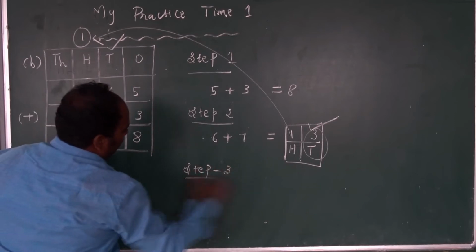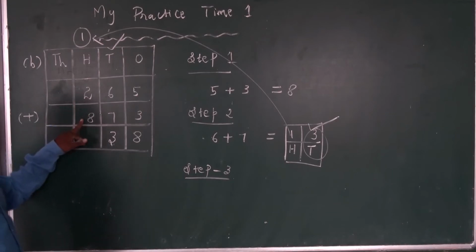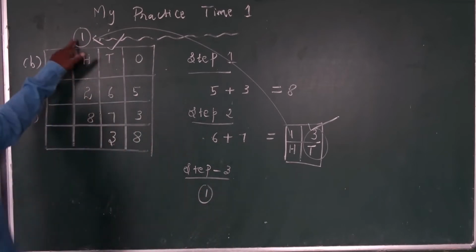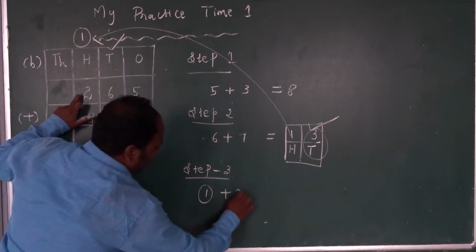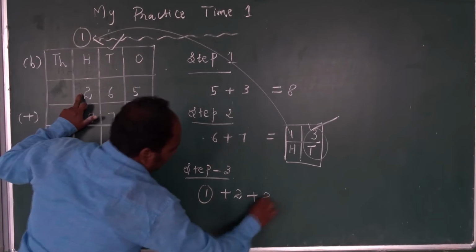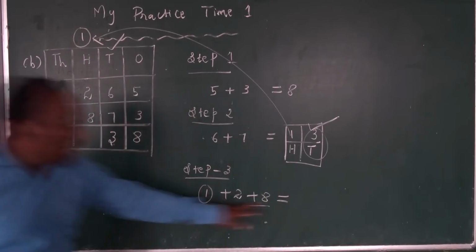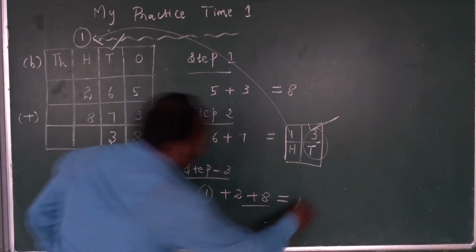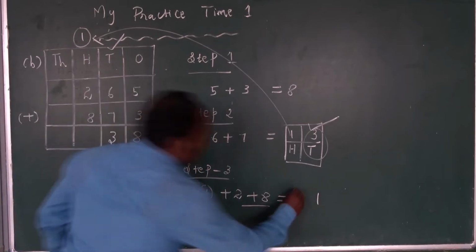Step 3. We add the hundreds place. 200s plus 800s, and the carried over 1 hundred. 8 plus 2 is equal to 10. 10 plus 1 is equal to 11.